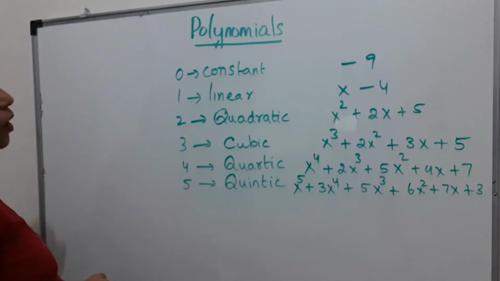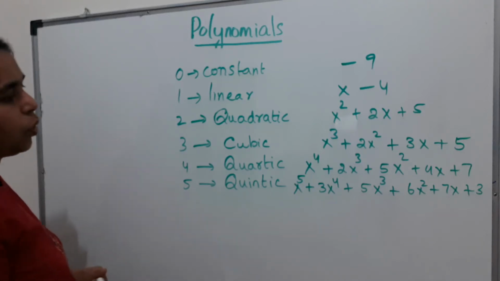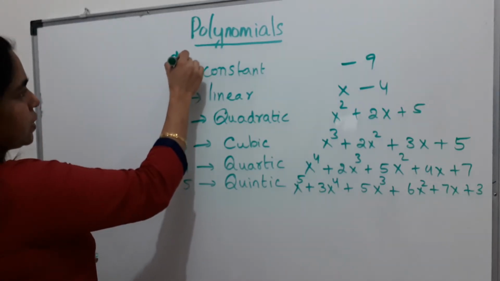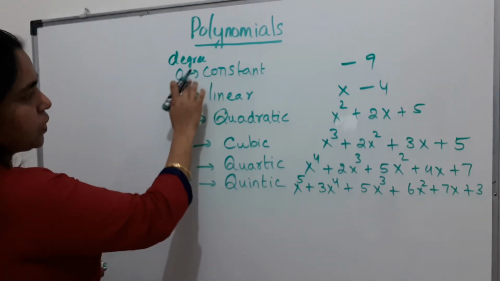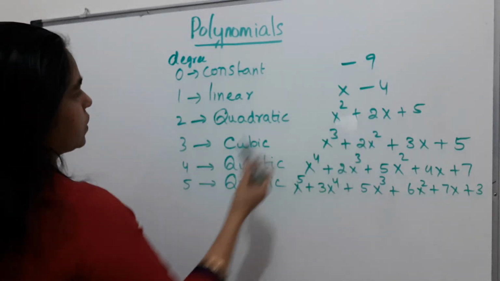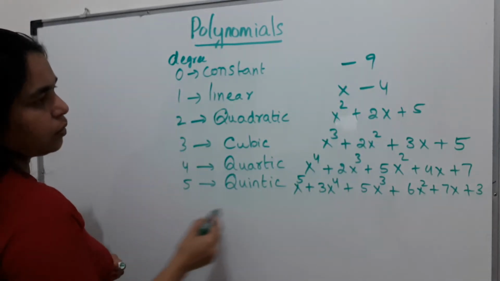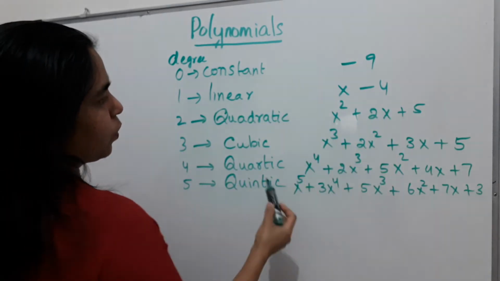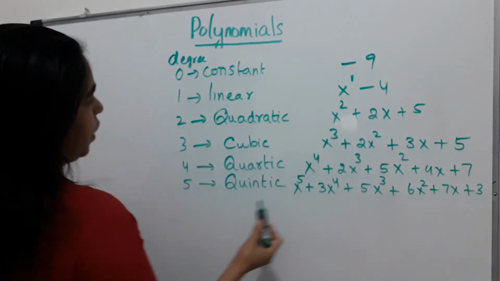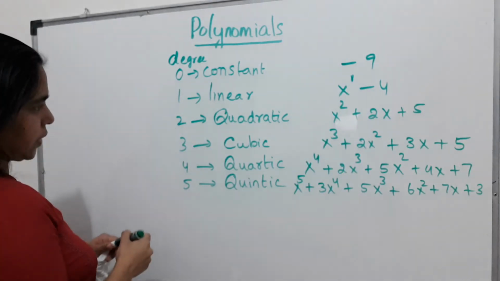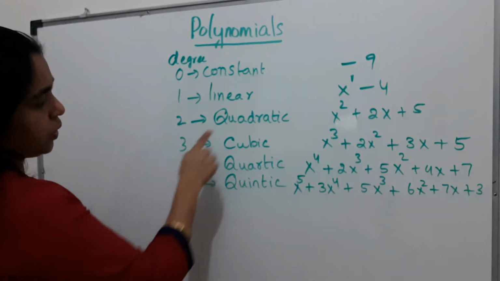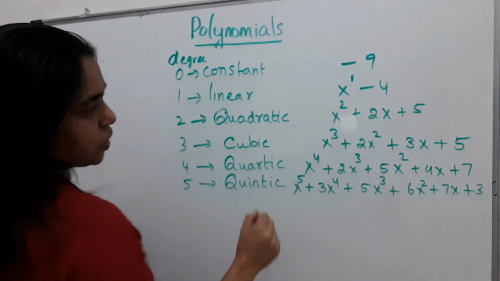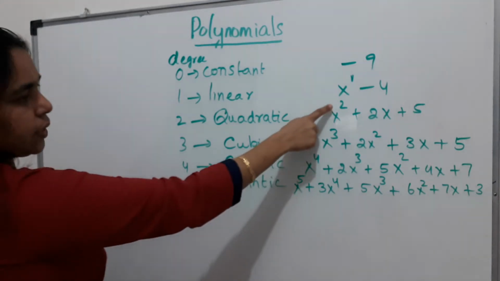Now we can see what we call polynomials with different degrees. If the degree is 0, it's a number, so it's a constant term. If the degree is 1, then it's linear, and an example is x minus 4, because the degree is 1. If the degree is 2, it's quadratic. Quadratic means x squared plus 2x plus 5, 3 terms, and the degree is 2.